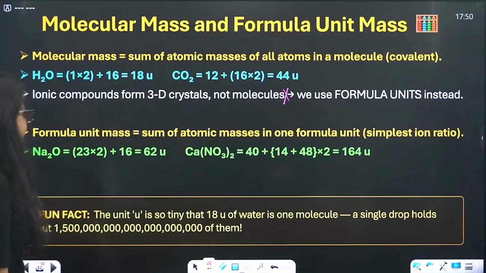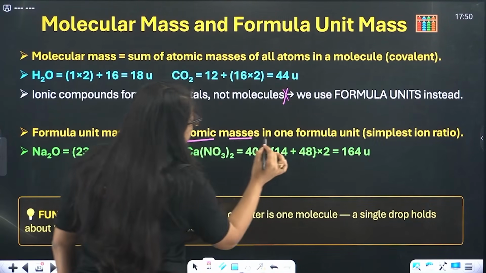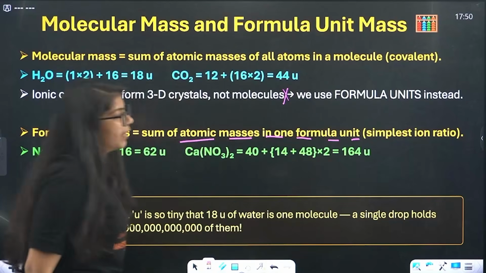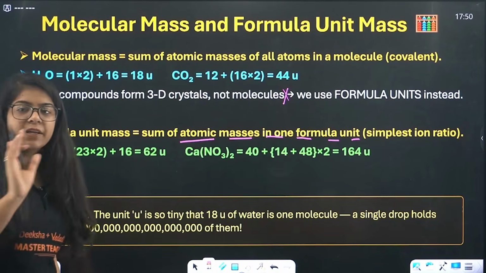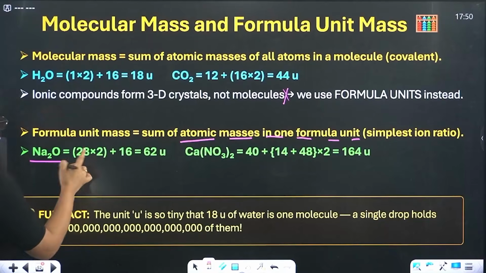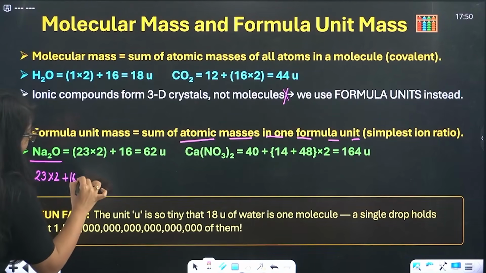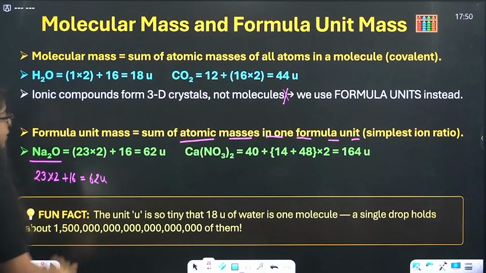What is that? Simply almost the same: the sum of atomic masses in one formula unit. That is the simplest ion ratio. Okay, same, nothing different, just Na2O. So sodium has 23 into 2 plus 16, again 62 U, right?